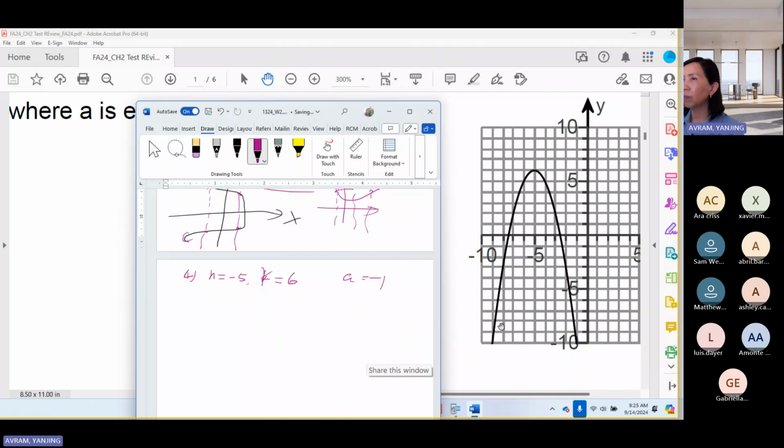It's facing down. All right. So can we plug this whole thing into the formula? My formula here will be A times (X minus H) squared plus K. Okay, so what is this formula? This is the vertex formula.